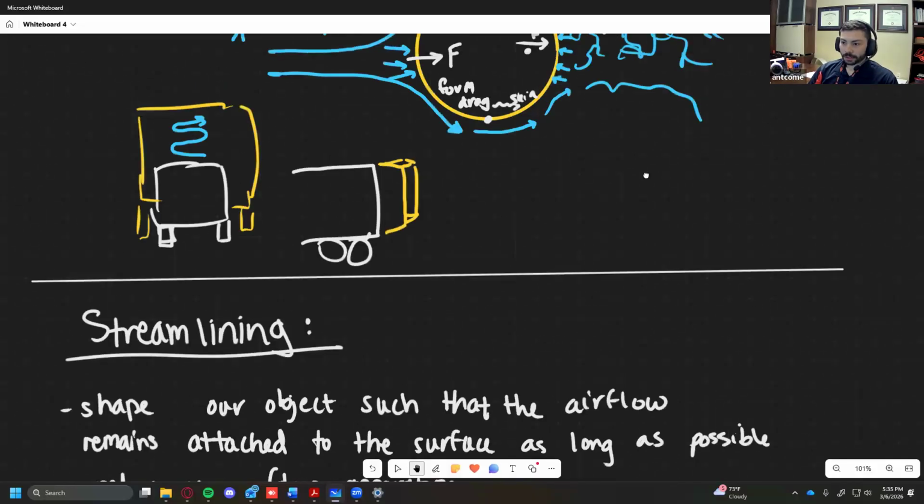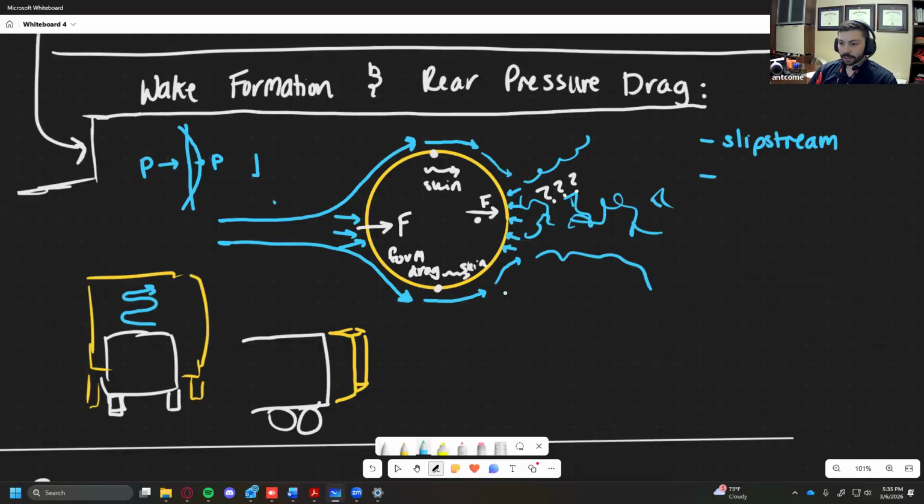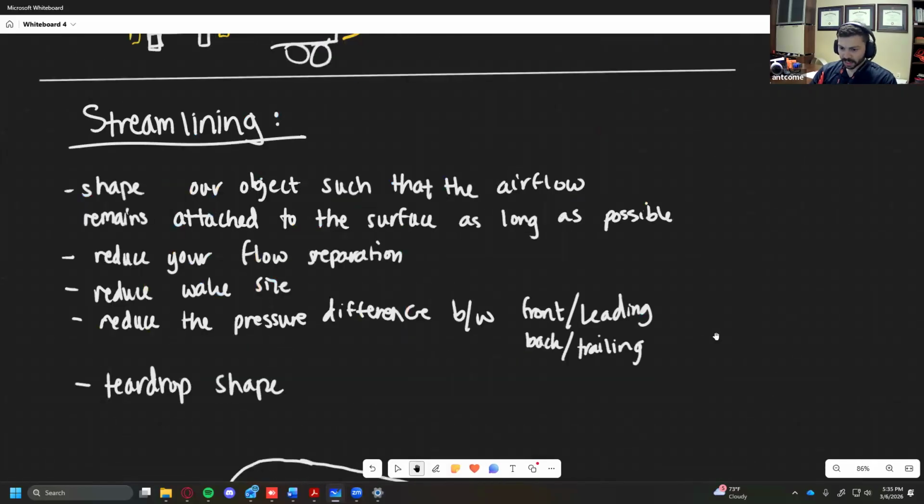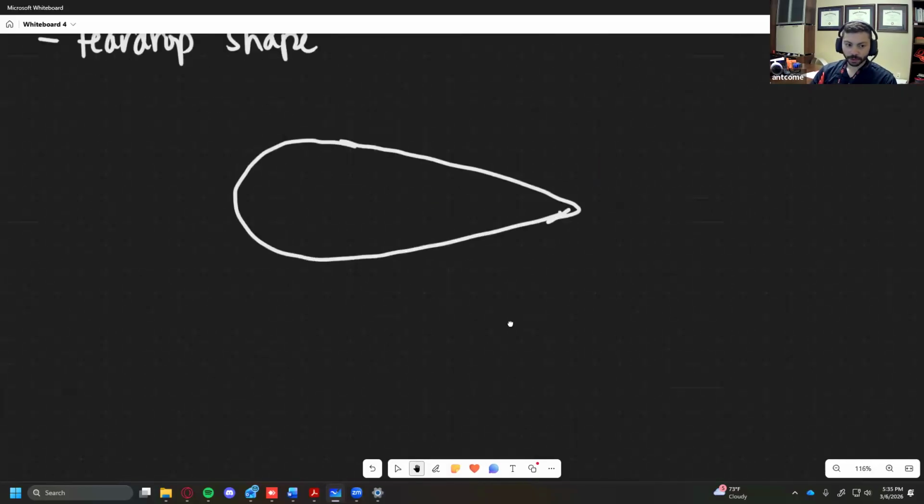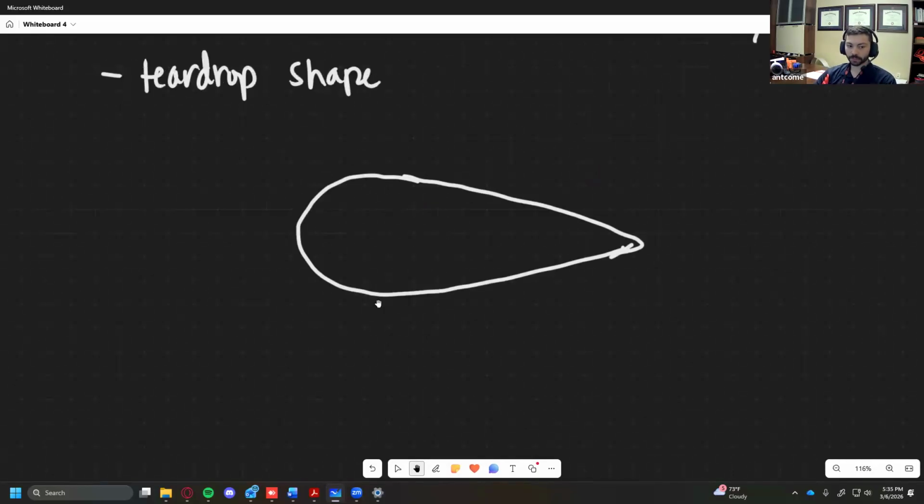One of the things that you'll notice with the teardrop shape is that it actually naturally tends to follow along with where the flow wanted to go before it fell off the ball. That's actually where this kind of shape comes from. It's just following where the flow wanted to go.